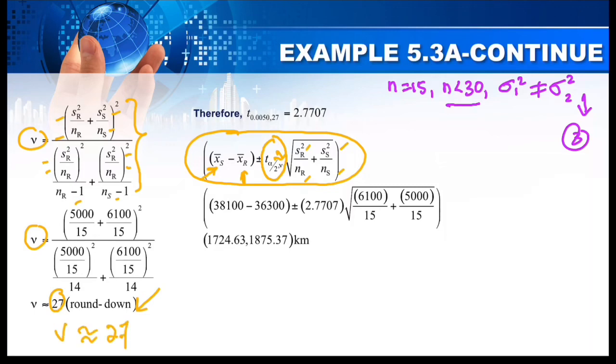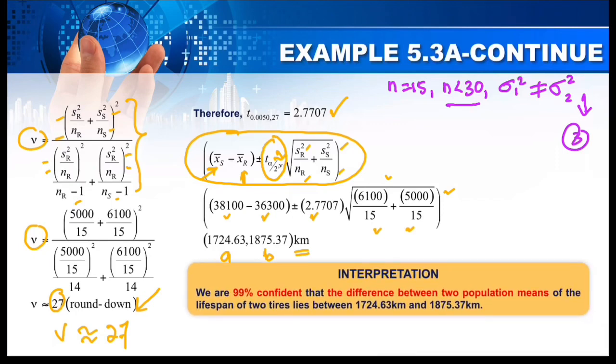Alpha is 0.005. Okay, so you look at your stat table, you will get this one. Substitute all the values. Then you will get this is your lower boundary, this is your upper boundary. Don't forget the unit. And last, you need to interpret. Okay, that's all for example 5.3a.